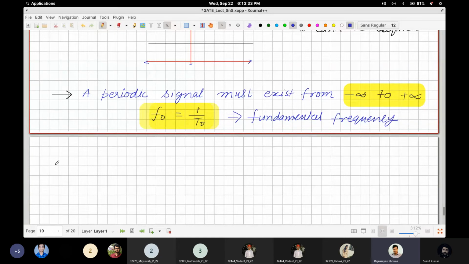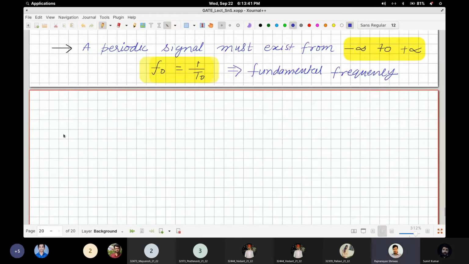Okay, is this clear to everyone? Yes, sir. Okay, and one of the examples of a periodic signal is your basic sinusoidal signal, isn't it? So x(t) is equal to a basic sinusoidal signal, written like this: A cos(2 pi f naught t plus phi).